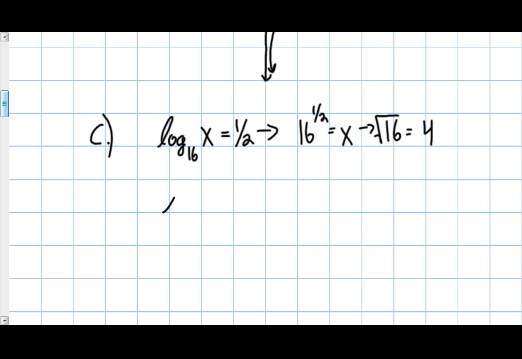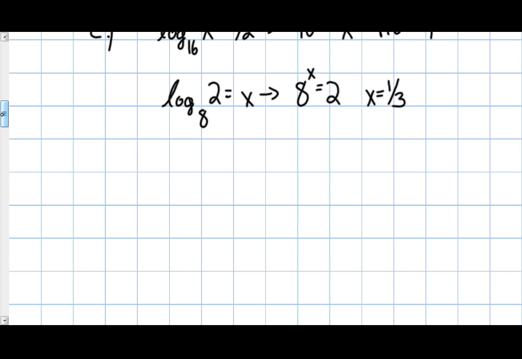Let's look at another one. How about log base 8 of 2 equals x? Well, this implies that 8 to some power x equals 2. We know that 8 to the 1/3 power equals 2. So x equals 1/3.